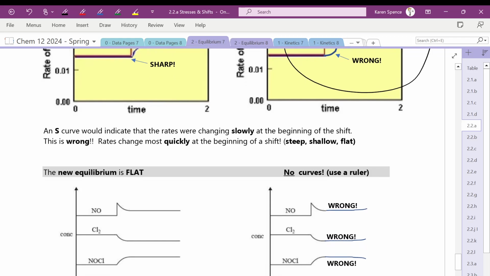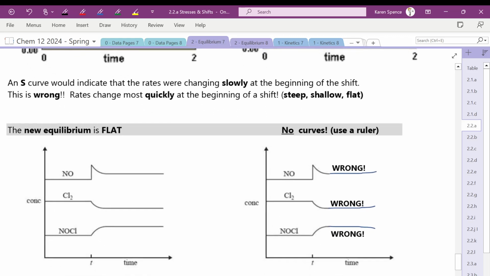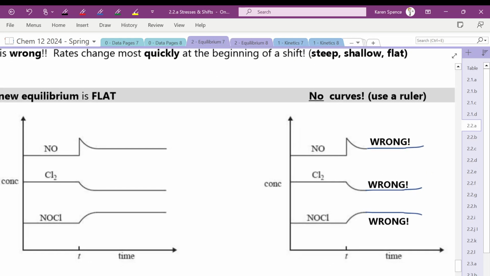Now, please feel free, if you need to borrow a ruler when you're doing your quiz or your test, to borrow a ruler, because if you cannot draw an approximately straight line, then that's too bad, right?